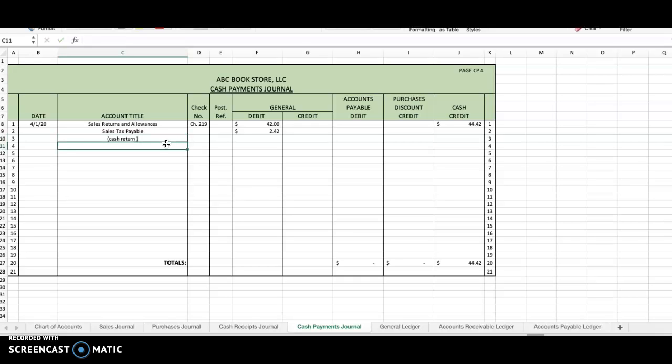So we have some kind of an explanation at the bottom of it. Cash return or return of merchandise for cash, something like that at the bottom, just to indicate what this transaction is all about. So this is how this is done when a cash customer returns something to us. They originally purchased it for cash, so now when they return it to us, we have to refund the total amount the customer paid to us, and sales tax is involved. So again, this is how we will handle a situation when we refund cash.